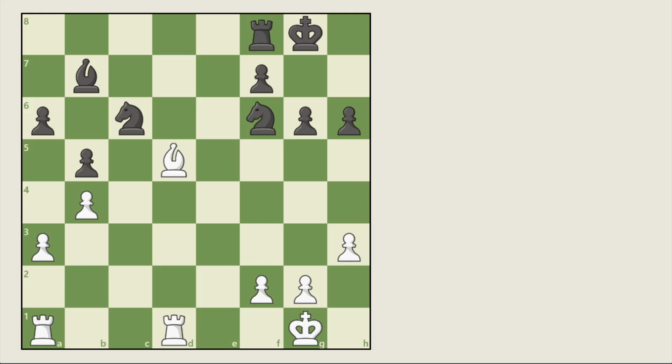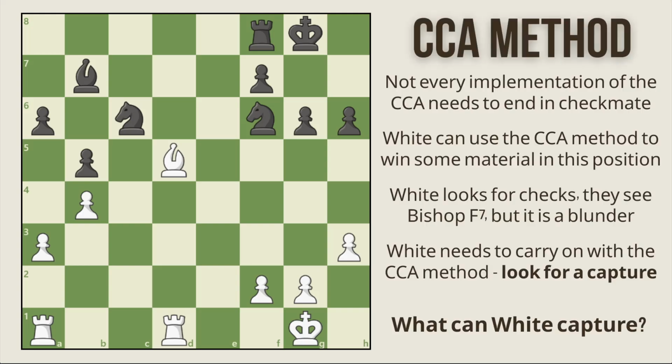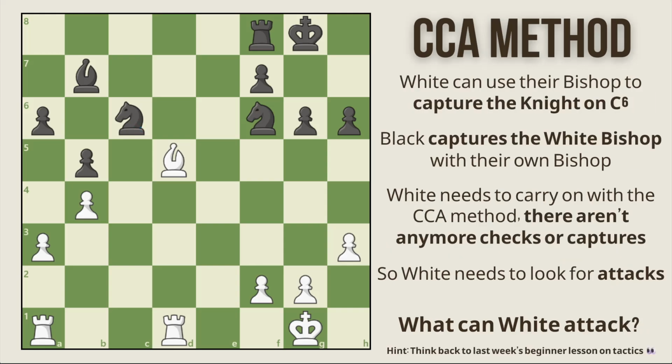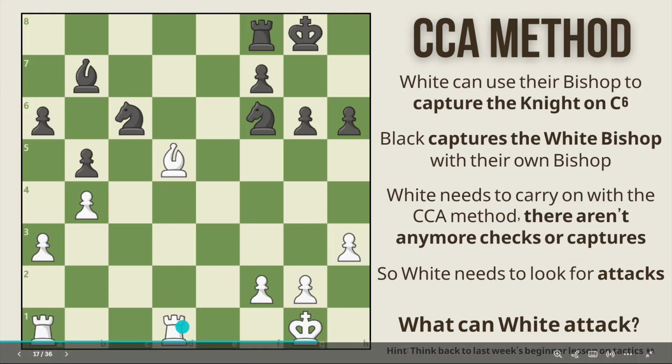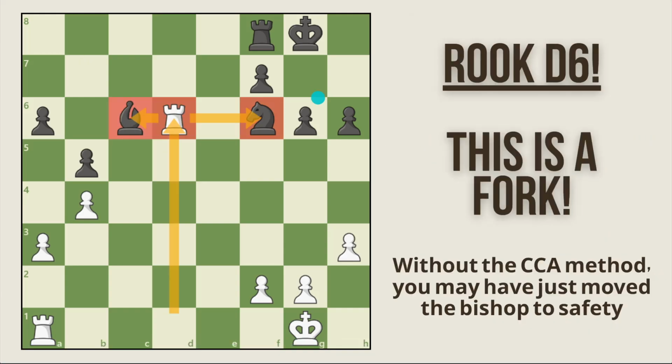Yeah. Exactly. So white can capture this. We mentioned before, there's captures. We can capture like this. But then after that, we have this really nice move, rook d6, as you mentioned. Rook d6. And this is a fork, right?